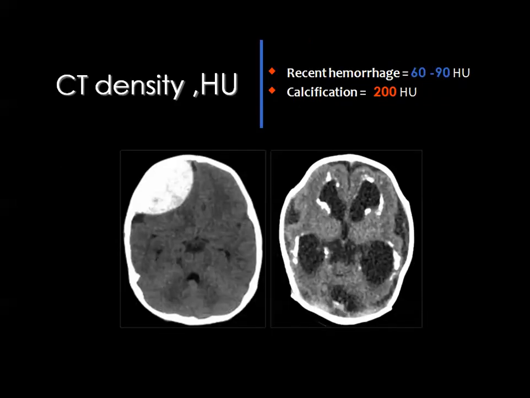Then hyperdense lesions, or lesions that are brighter than the brain parenchyma, include hemorrhage, and this is an example of an epidural hematoma in the right frontal region, which is very bright compared to the brain parenchyma. And the second bright lesion is calcium, and calcium will appear denser than the brain parenchyma and denser than hemorrhage as well. Hemorrhage measures 60 to 90 Hounsfield units, while calcium will measure above 200 Hounsfield units.